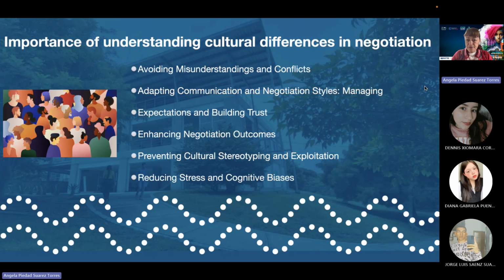Third, well, I had a problem here. The third one means managing expectations and building trust. Cultural norms influence what negotiators expect regarding relationship building, hierarchy, and contract flexibility. Understanding these norms enables negotiators to meet counterparts' expectations, establish rapport, and create a foundation of long-term partnership.